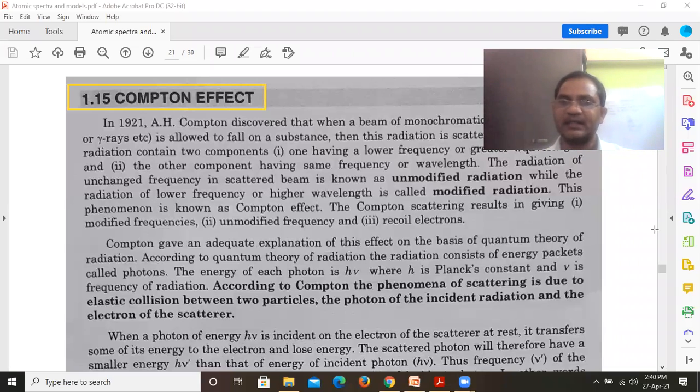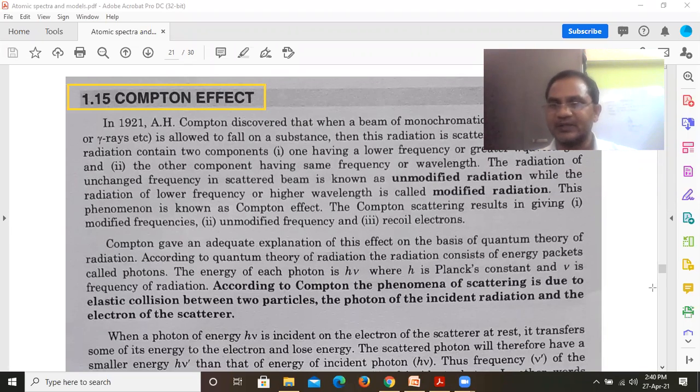Let us consider a photon of frequency nu and wavelength lambda passing through the graphite material. After emerging from the graphite material, the scattered photon has frequency nu dash and wavelength lambda dash. And the free electron is scattered through the scattering angle theta.